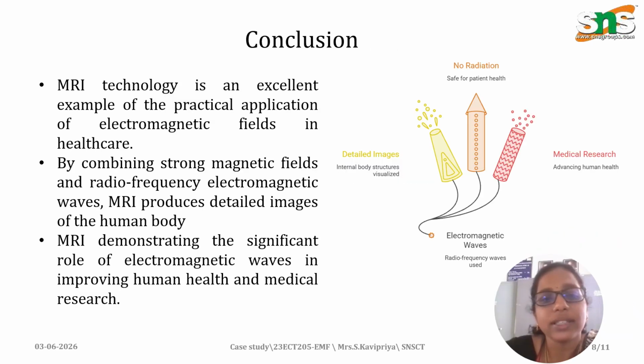Finally, the conclusion is that MRI is an excellent example of the practical application of electromagnetic fields in healthcare. By combining the magnetic field and radio waves, MRI can produce detailed images of the human body, and electromagnetic fields play a significant role behind MRI generation.